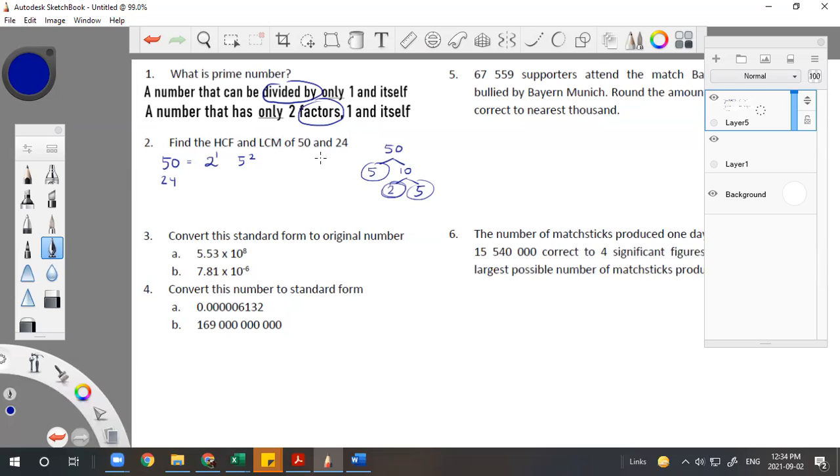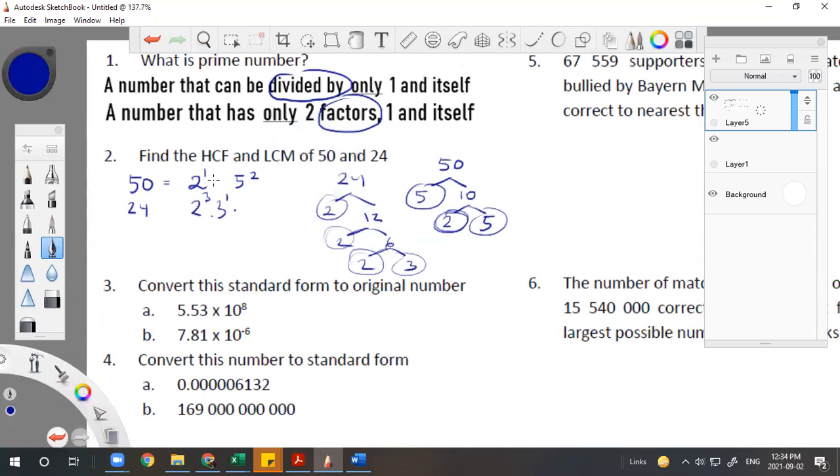And then how about 24? What is 24? 24 is the multiplication of 2 and 12, right? 12 is 2 and 6, and 6 is 2 and 3. So think simple. Yeah, 2 cubed times 3. That's it. So 2 cubed times 3 to the power of 1, right? Do you know why I put a bit of space in between 2 and 5? Because I know that 24 has 3 in its prime factorization.